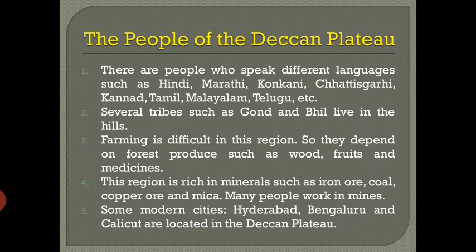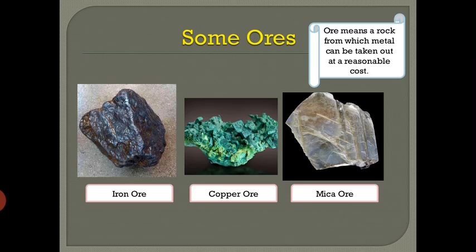Some modern cities, Hyderabad, Bangalore, and Calicut, are located in the Deccan Plateau. Look at this, some ore. Do you know what ores are? Ore means a rock from which metal can be taken out at a reasonable cost. This is iron ore, copper ore, and mica.